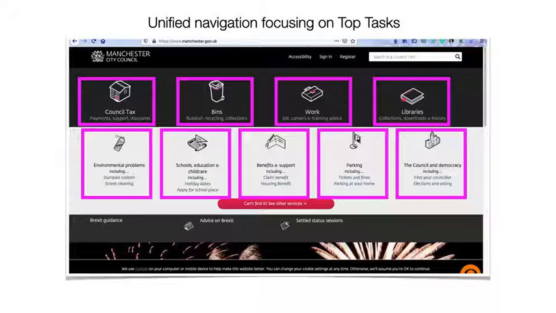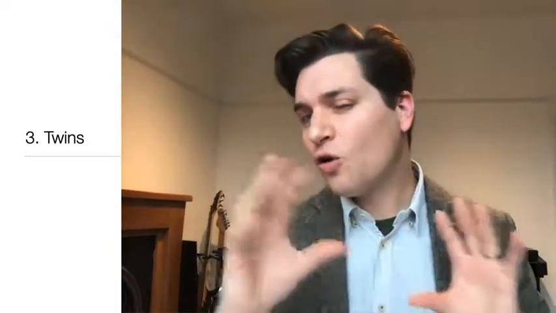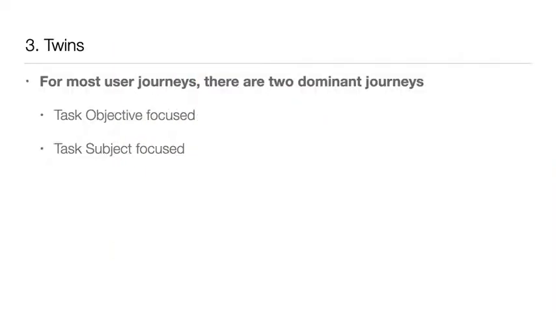Now, on the idea of how you move through a website, there is a really important concept called twins. Twins is quite simply that you can have more than one way to search and both of them are right. Now that might sound a bit weird because people might be thinking, well, I'm looking for the best way of doing navigation, the ultimate way. Anything else is wrong. Well, it's not quite as clear cut as that. Now, for most user journeys, there are going to be 2 dominant journeys that are possible. You can focus on the objective or you can focus on the subject. So let's have a look at that.